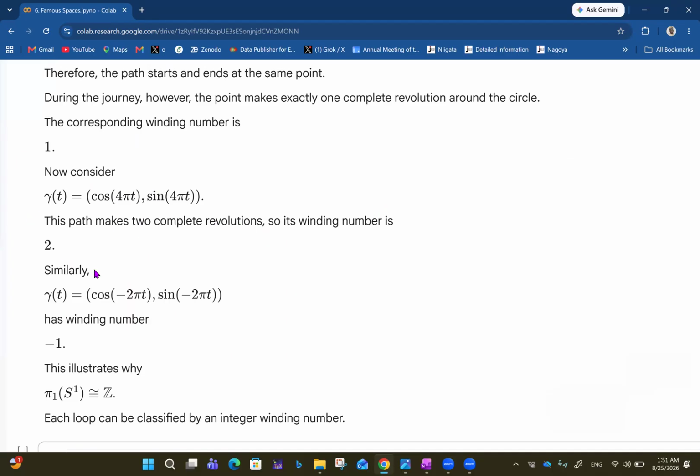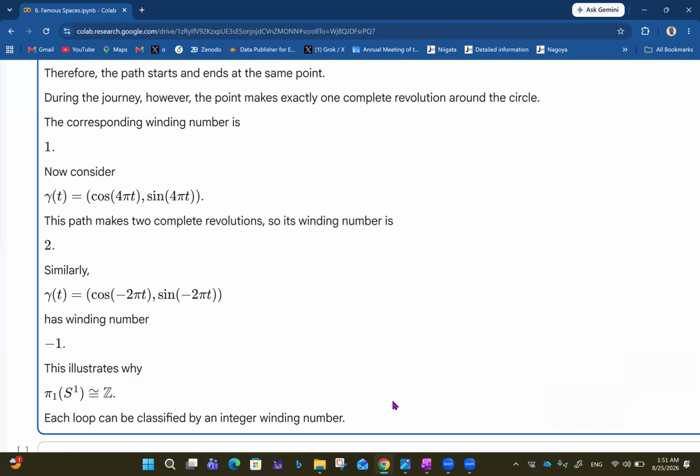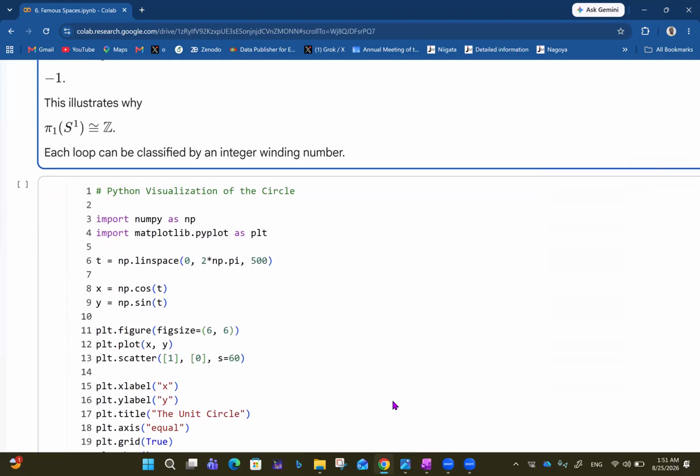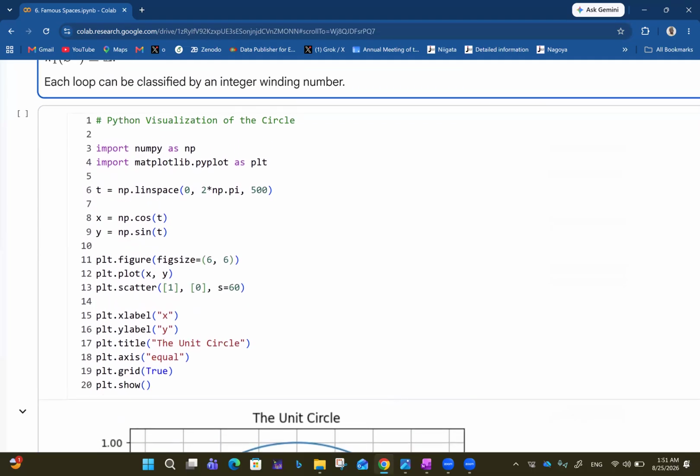So similarly, γ(t) = (cos(-2πt), sin(-2πt)) has winding number -1. This illustrates why π1 of S1 is isomorphic to the set of integers. So each loop can be classified by an integer winding number, depending on how it wraps around.